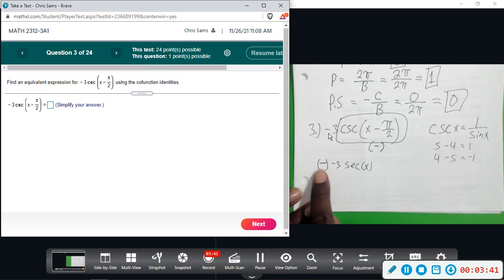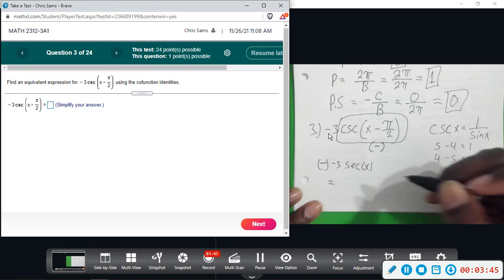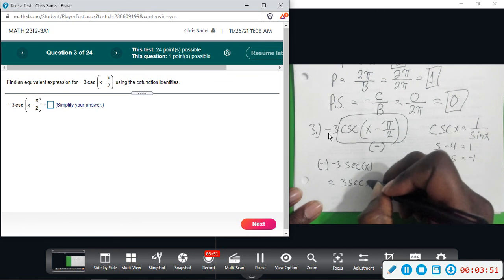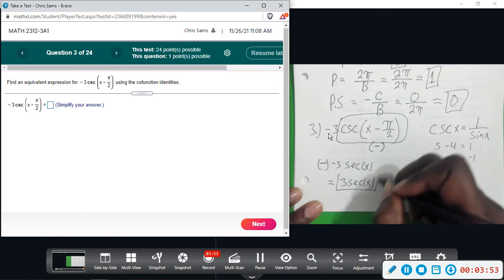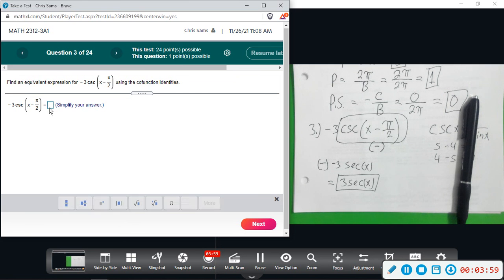Alright, so at the end of the day, a negative times a negative is a positive. So this function simplifies to a positive 3 secant of x. Okay, so that's how you use that formula to simplify that. So it's going to be a positive 3 secant x.